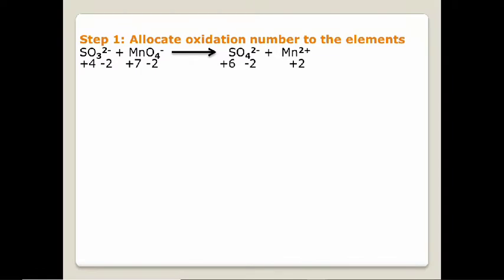While permanganate ion, MnO4-, has manganese oxidation number to be +7 and oxygen to be -2 in the same ion. Okay, now moving to the product side, sulfur has its oxidation number to be +6 while oxygen has its oxidation number to be -2 in sulfate ion. Then manganese is +2. Okay, now we've known the oxidation number.